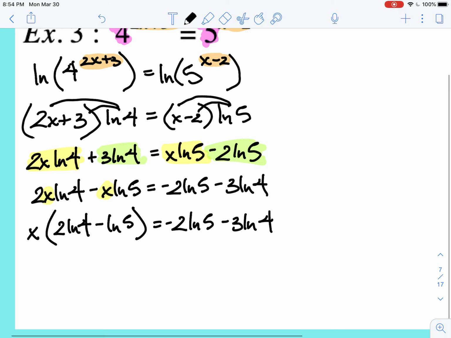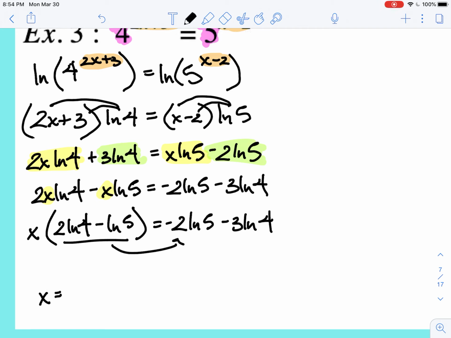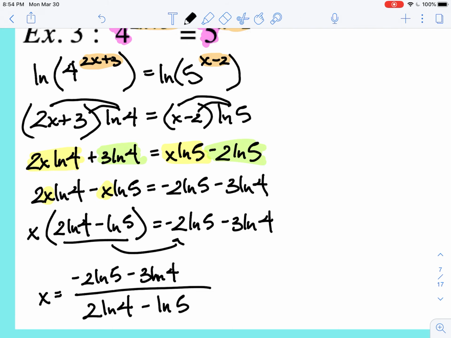And the only step I have to get x by itself is to take this and divide it over to the other side. So I've got x equals negative 2 natural log 5 minus 3 natural log 4 over 2 natural log 4 minus natural log 5. And as messy as this looks, this is our exact solution. Okay, that is our exact solution.